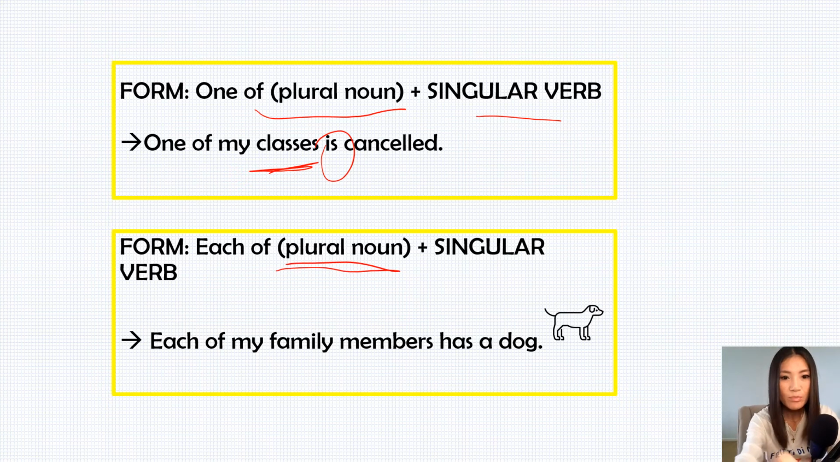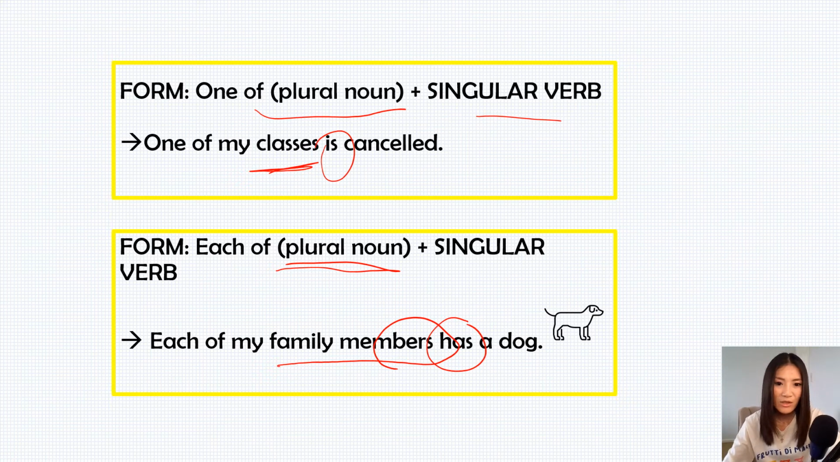The same thing on the bottom, the form is each of. You're going to use a plural noun and a singular verb. Same thing as the above one. Each of my family members is plural. Has is a singular verb. So each of my family members has a dog.